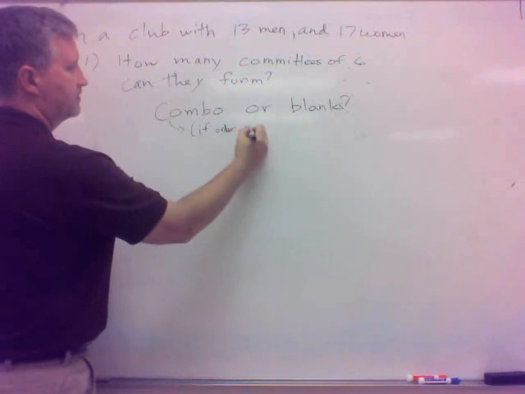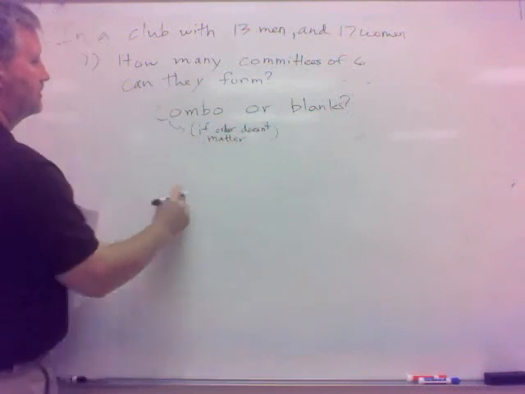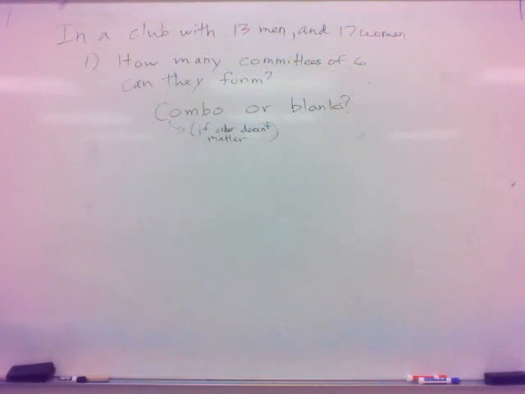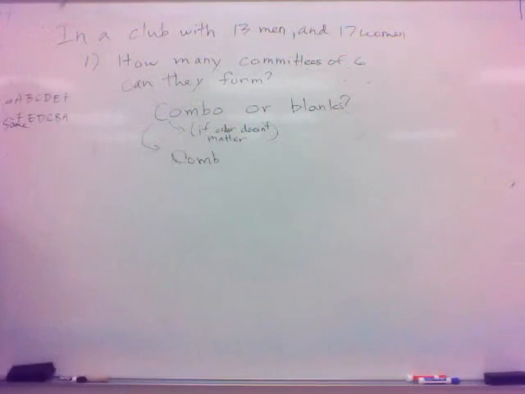So just think about it. A committee of 6, if I have A, B, C, D, E, F committee, and I go F, E, D, C, B, A, is that the same thing? Yes, it is. Same committee. Order doesn't matter. So yes, this is a combination. Committees will always be combinations, not the blanks. All right?